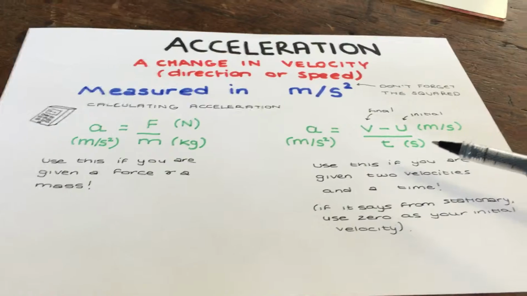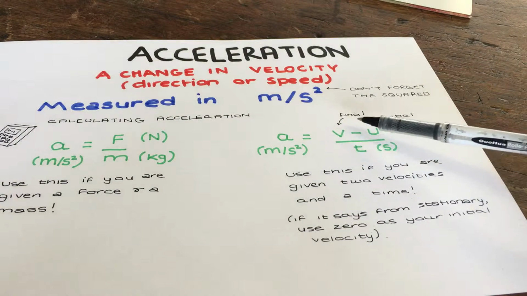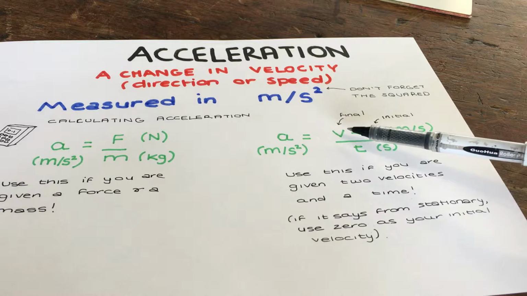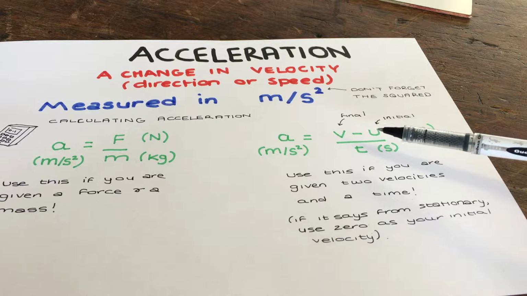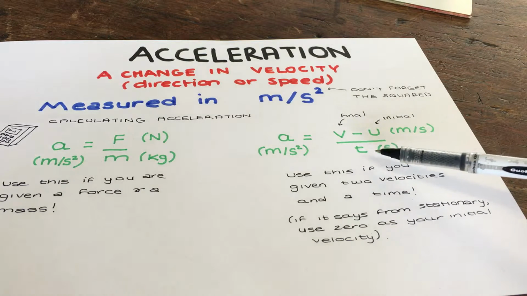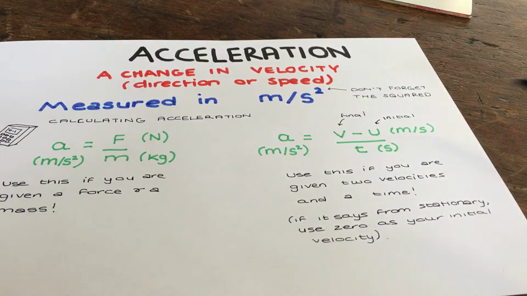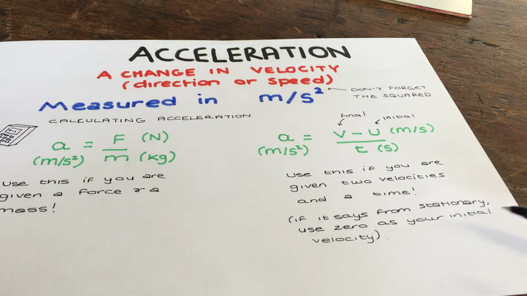The other one is if they mention velocities and a time. So acceleration equals v minus u over t. Now v is just your final velocity, and you are told that, and u is just your initial velocity, so your starting point for velocity, divided by the time it takes, and it's in seconds. Be careful if they tell you it in hours, you do need to convert it. So you use this if you're given two velocities and a time. Now they might only give you one velocity, but they may say from stationary, which means from zero, basically that would be your starting velocity.